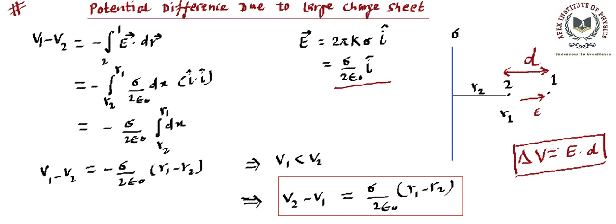So for the uniform case, we can use this. This will be when the E vector is uniform, and which we have used here for a sheet. This came out to be our result that could be remembered.